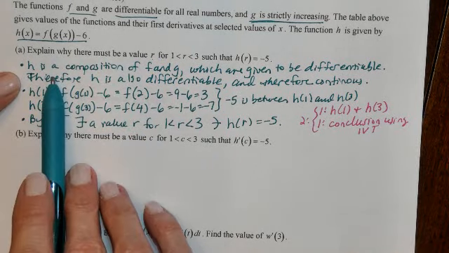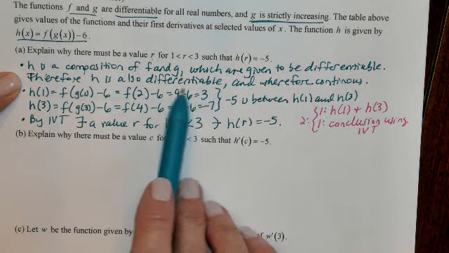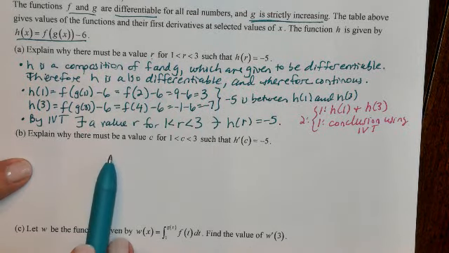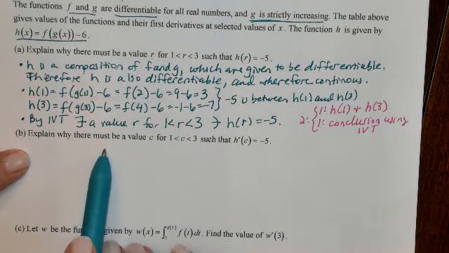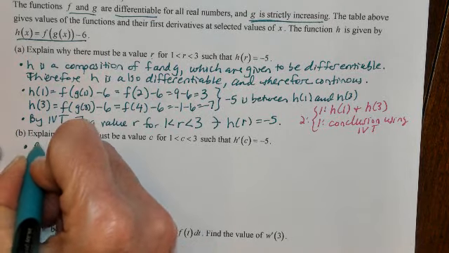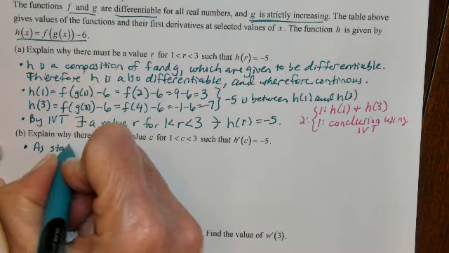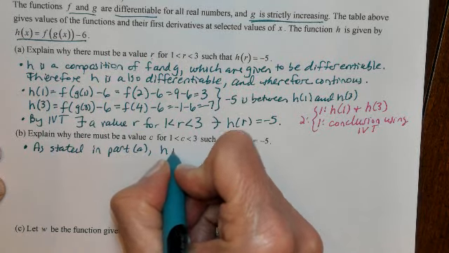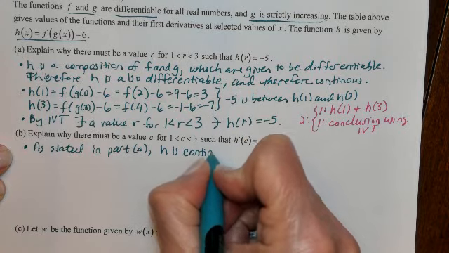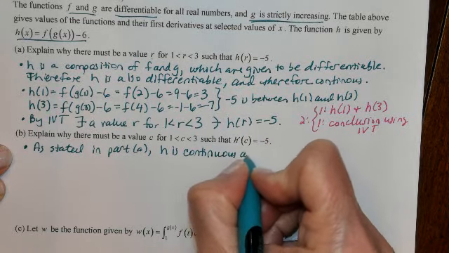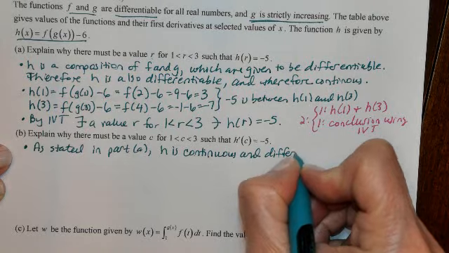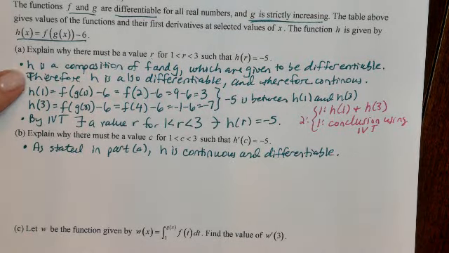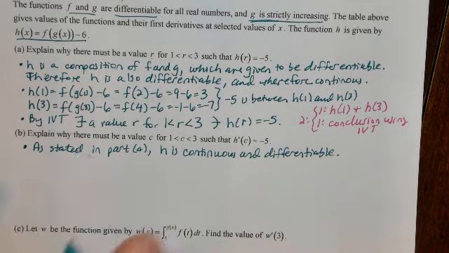Well, I've already said above that h is differentiable and continuous. I said that in part A, so I really don't need to rewrite that whole thing here, okay? I think I will just say, as stated above, as stated in part A, h is continuous and differentiable. So I don't have to rewrite the whole thing there saying why it is, because I already set it up there. Okay?